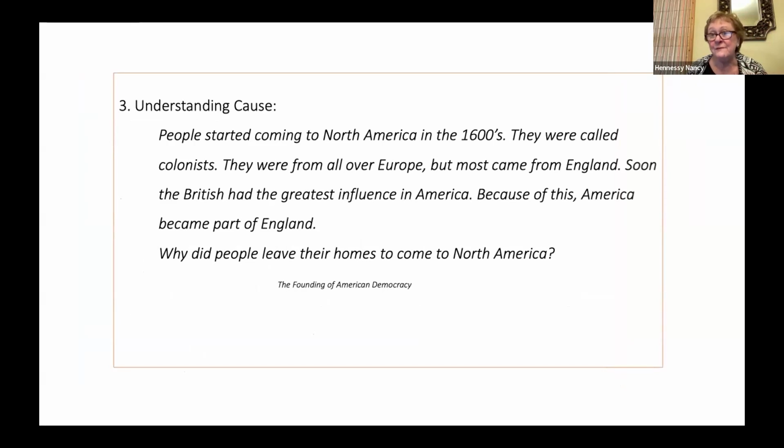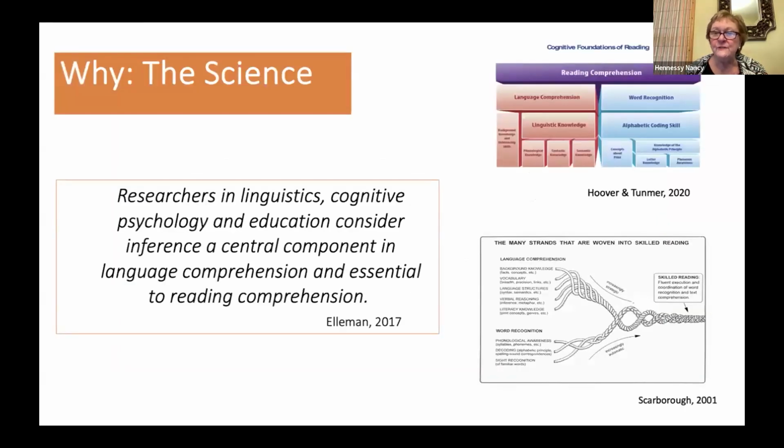And this comes directly from the founding of American democracy, which is a little bit more advanced than Frog Goes to Dinner or even The One and Only Ivan. And of course, it's informational text. So we use our global inference for varied reasons. Okay, so we've done the what, and we threw in a little bit of the how there with our tips. And here's our why. This is the work of Amy Elleman.